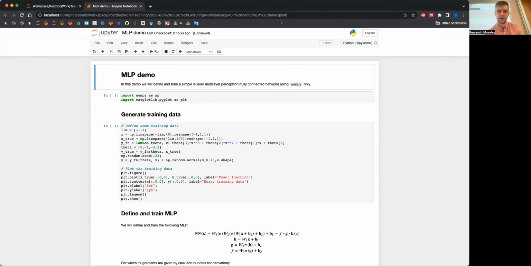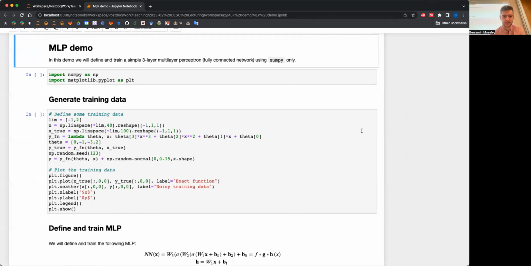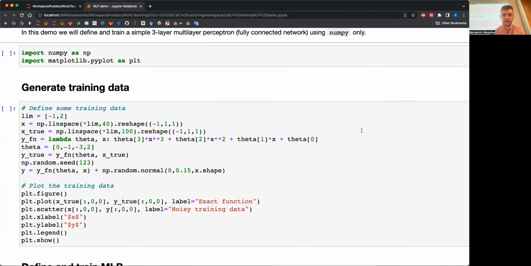Okay, so what you're seeing here is a Jupyter notebook. Can you see the text okay, or is that too small for you? Is that too small? Yeah, okay.